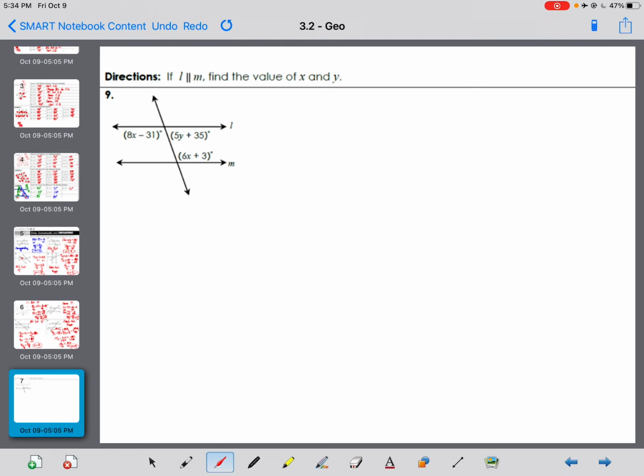Last one. We got to find x and y. Well, I would solve for x first, and then when we know what one of those is, we can either do a linear pair to solve, or we can do consecutive interior angles to solve. But we need to know what one of those x sets is first. So let's find x. Well, they happen to be alternate interior angles. So that means that they're equal. So 8x minus 31 equals 6x plus 3. And then we algebra.